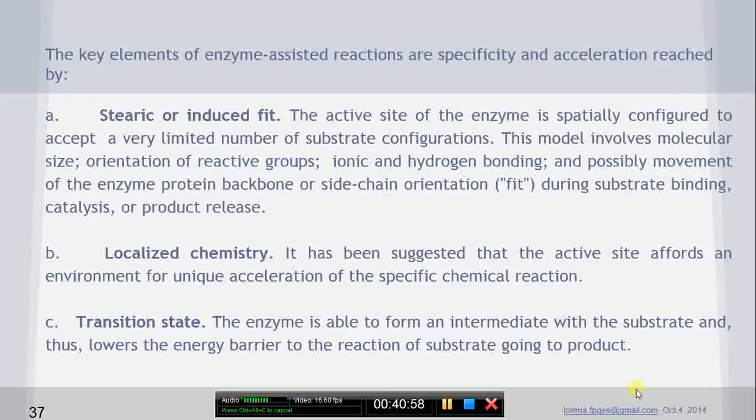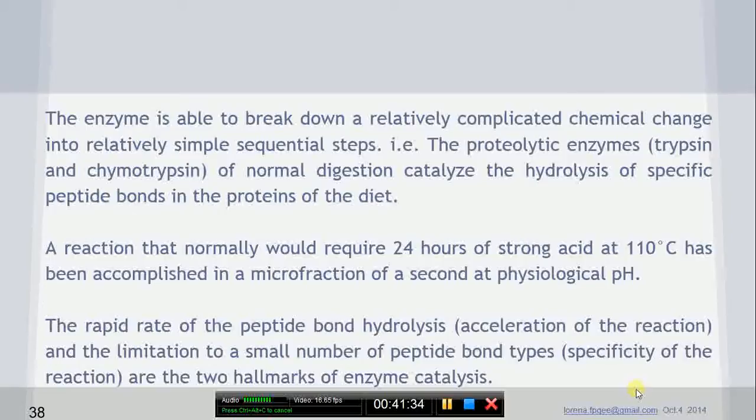Biolocalized chemistry. It has been suggested that the active site affords an environment for unique acceleration of the specific chemical reaction. As an example, the close, relatively unsolvated interior hydrophobic core of an enzyme's active site might provide for unique acid-base chemistry. See transition state. The enzyme is able to form an intermediate with the substrate and, thus, lowers the energy barrier to the reaction of substrate going to product. In addition, the enzyme is able to break down a relatively complicated chemical change into relatively simple sequential steps, remove a hydrogen here, add a hydroxyl there, and so on.